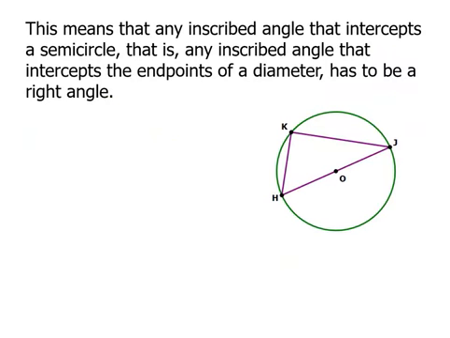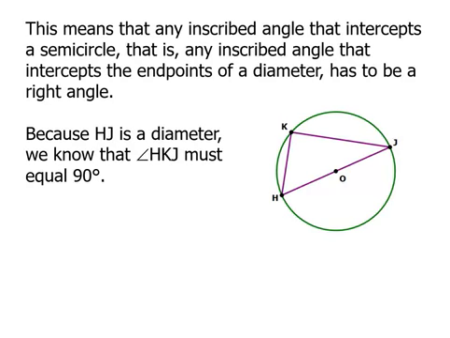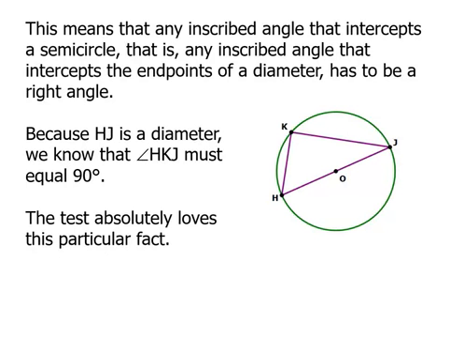This means that any inscribed angle that intersects a semicircle, that is, any inscribed angle that intercepts the endpoints of a diameter, has to be a right angle. So merely the fact that HOJ is a diameter automatically means that K has to have a right angle because it's intersecting an arc at 180 degrees. And the test absolutely loves that fact. It really loves to draw this kind of diagram and expect you to know that that is a right angle.